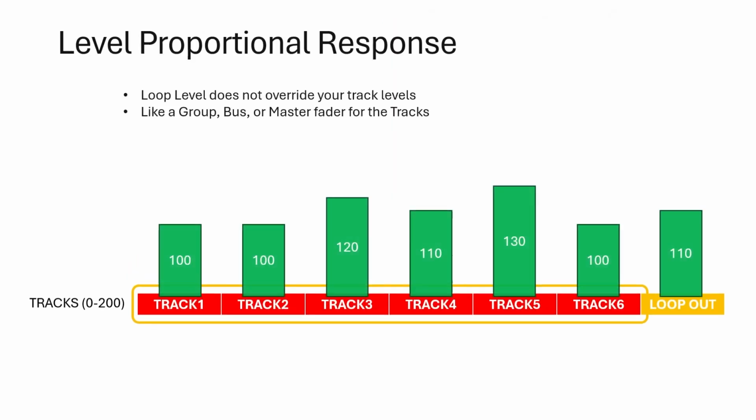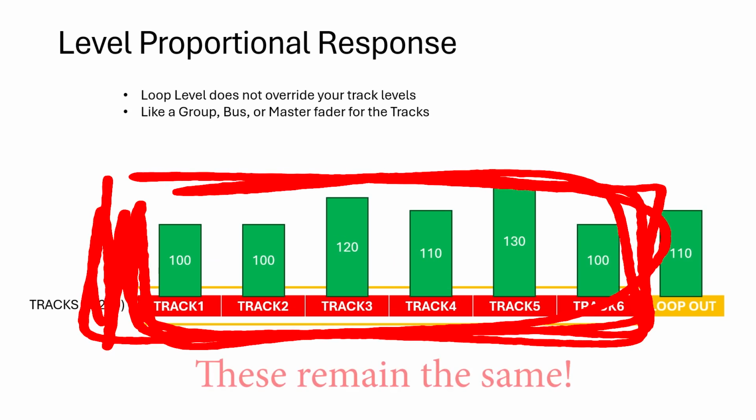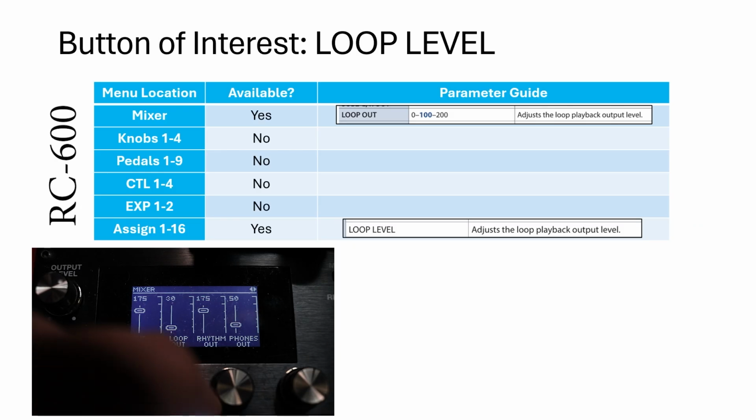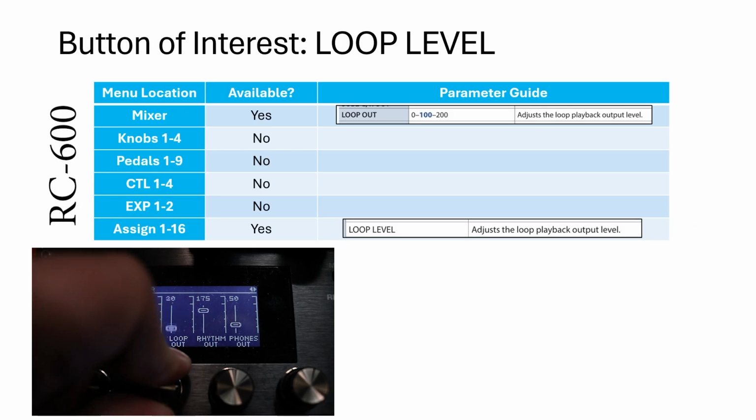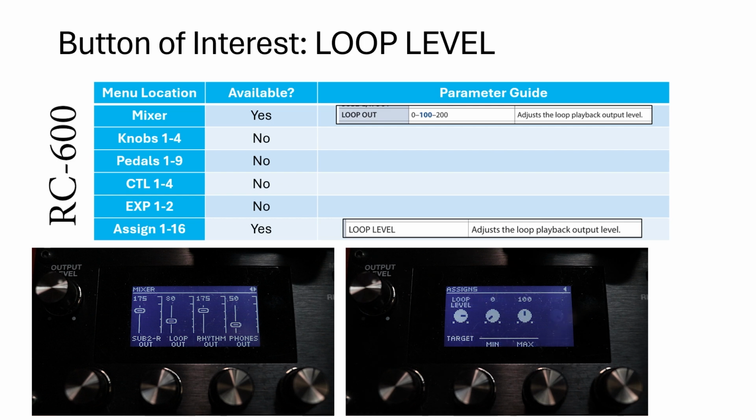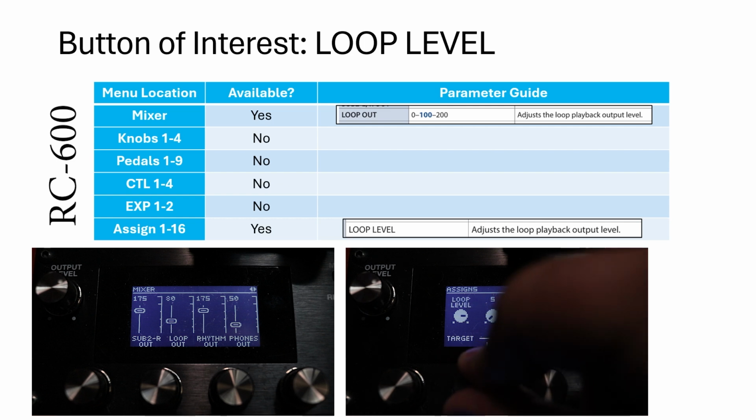Just a quick note about how loop out is controlling your tracks. It's not adjusting the individual tracks' level settings. Those levels will remain the same throughout. As you change the loop out level, you're not going to override your track levels. Think of it more as like a group or a bus or a master fader. As we stated, the mixer obviously has this control. You can control your loop out level, but the only other place that you can control it is over in your assigns. So there's no selection in the knobs or the pedals or the controls or the expression.